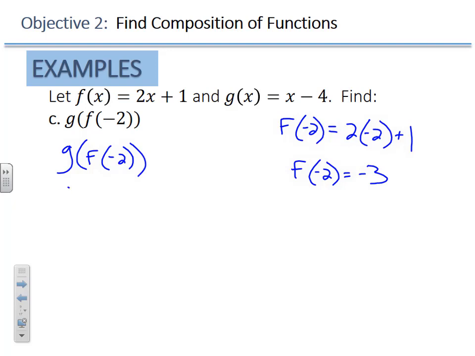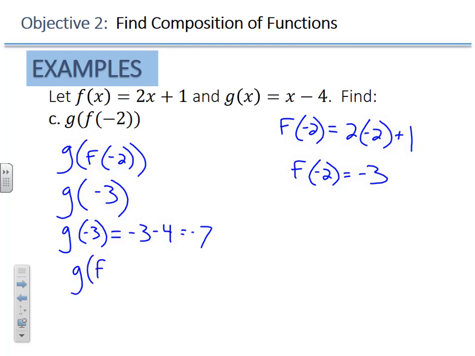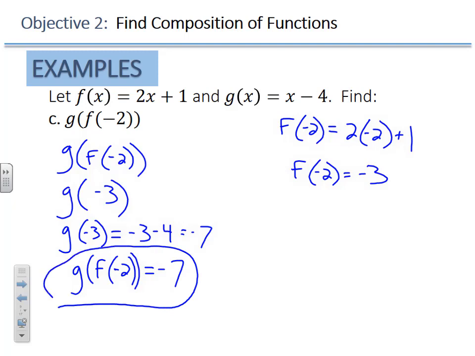So g of f of negative 2 is the same as g of negative 3. And so g of negative 3 is equal to negative 3, our input value, minus 4, which is negative 7. So we conclude that g of f of negative 2 yields negative 7. Negative 2 plugged into f and its output plugged into g gives us negative 7.